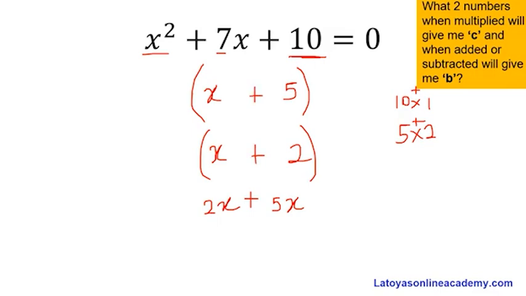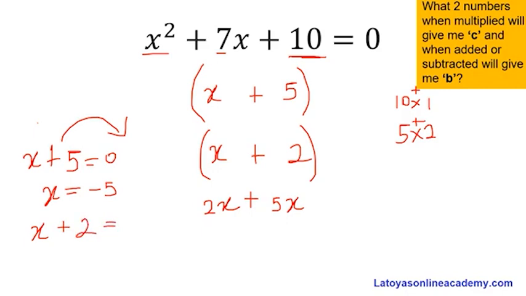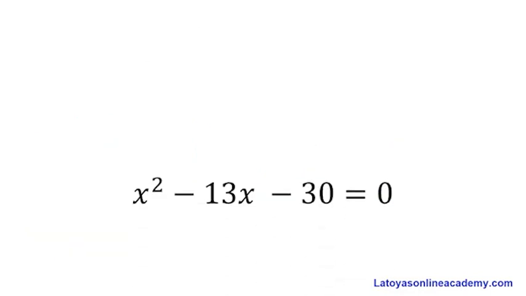Now, this is an equation, so we are required to solve. That means we have to equate what we have in both brackets to 0. So x plus 5 equal to 0, and I have to solve for x. Leave everything that has x on one side and take everything that doesn't have x to the other side. So x is going to be equal to minus 5. The next bracket we have is x plus 2 is equal to 0. Leave everything that has x on one side and take everything that does not have x to the other side. So you're getting x to be minus 2. So x is minus 5 and x is minus 2.